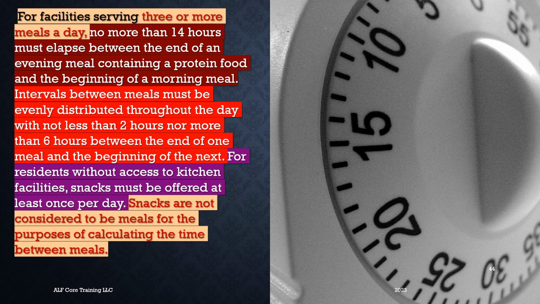Intervals between meals must be evenly distributed throughout the day, with not less than 2 hours nor more than 6 hours between the end of one meal and the beginning of the next. For residents without access to kitchen facilities, snacks must be offered at least once per day. Snacks are not considered to be meals for the purposes of calculating the time between meals.